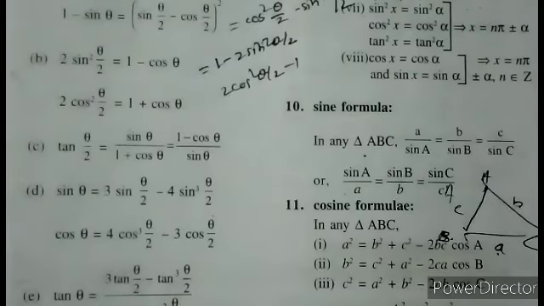Okay, cosine formula in any triangle ABC: a square is equal to b square plus c square minus 2bc cos A. b square is equal to c square plus a square minus 2ca cos B, and c square is equal to a square plus b square minus 2ab cos C. These are the three formulas.